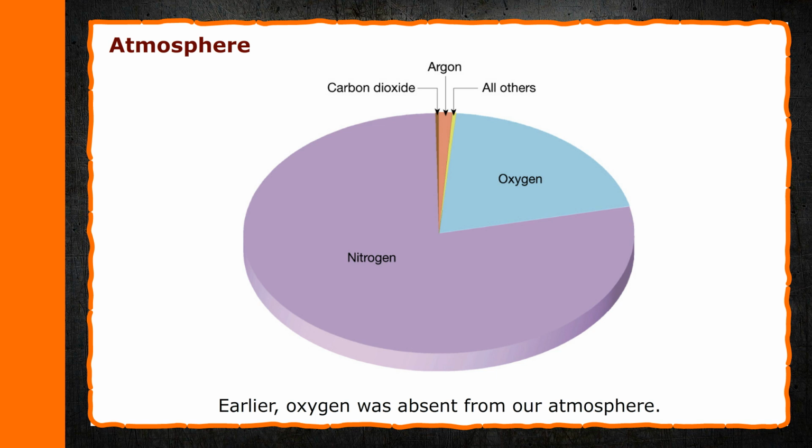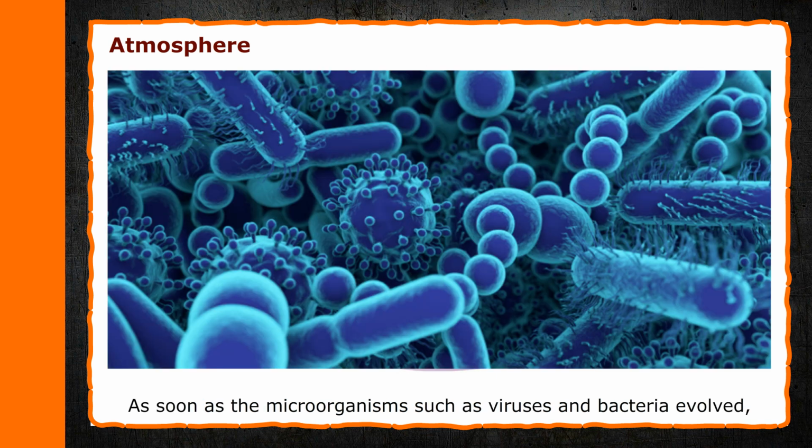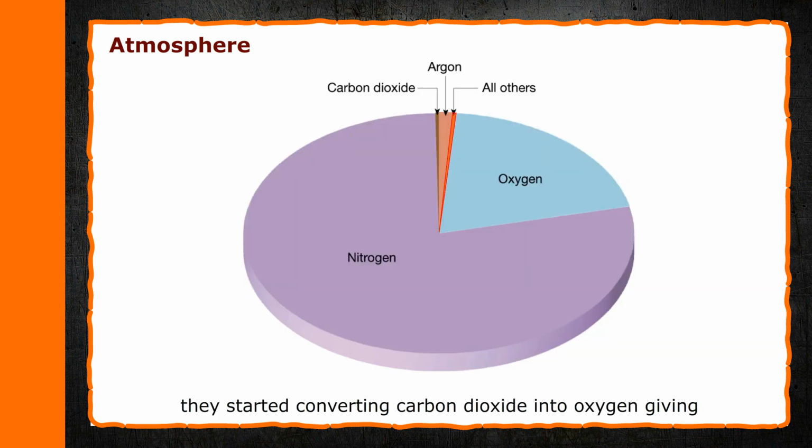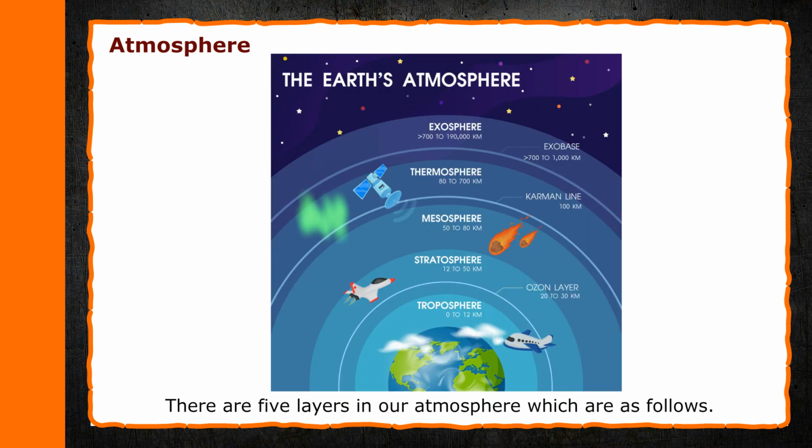Earlier, oxygen was absent from our atmosphere. As soon as microorganisms such as viruses and bacteria evolved, they started converting carbon dioxide into oxygen, giving the present composition to our atmosphere. There are 5 layers in our atmosphere which are as follows.